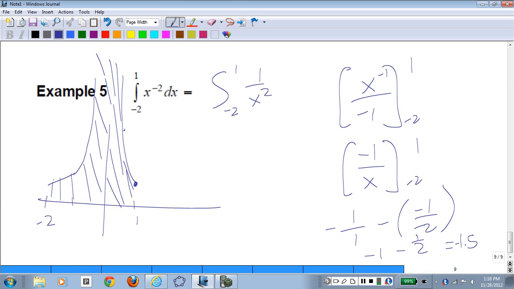Negative 1.5. Negative 3/2. No, that's nonsense. So that's just not going to work. We'll call this positive infinity at some point, but I'm going to say this is not finite.